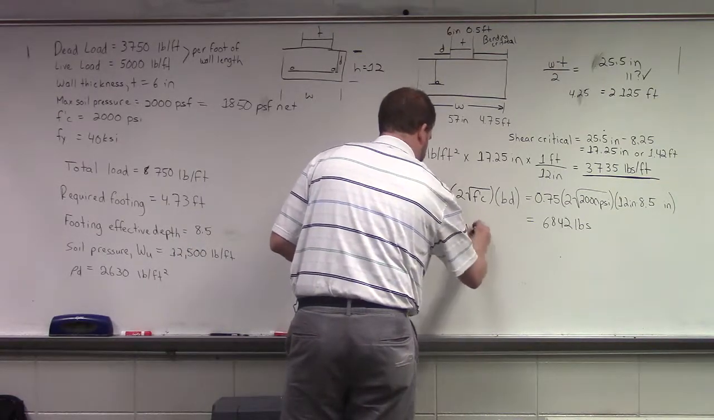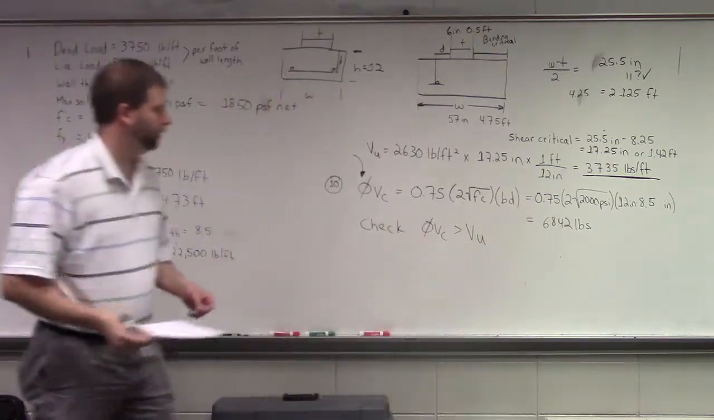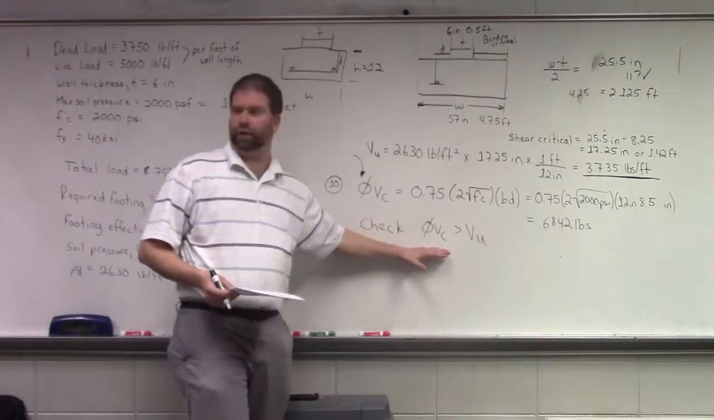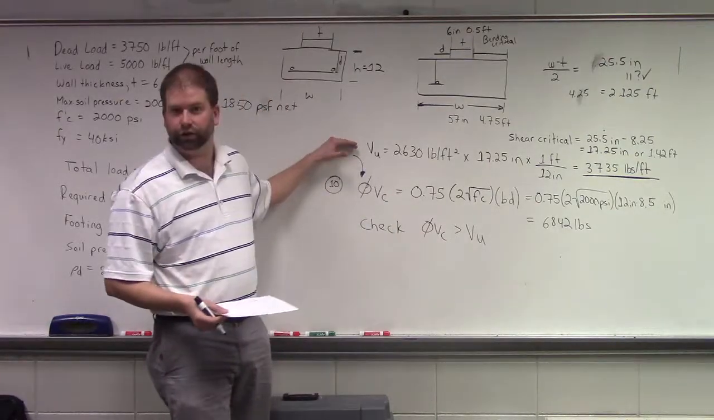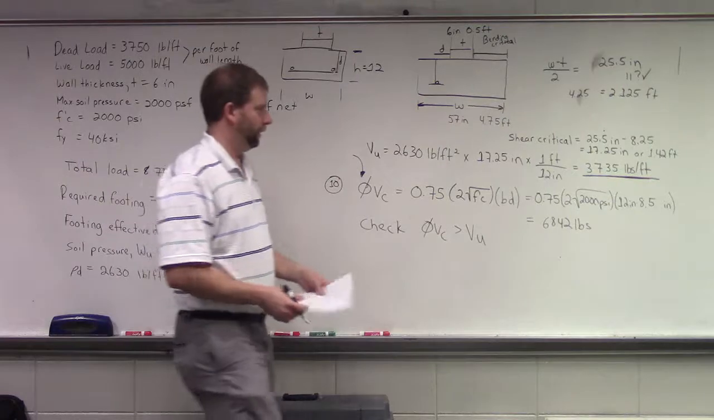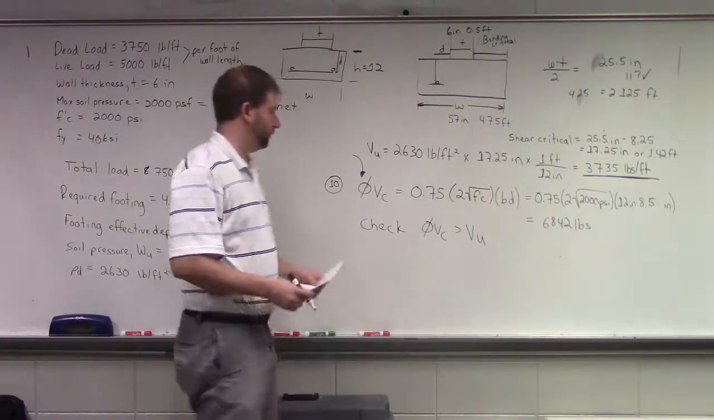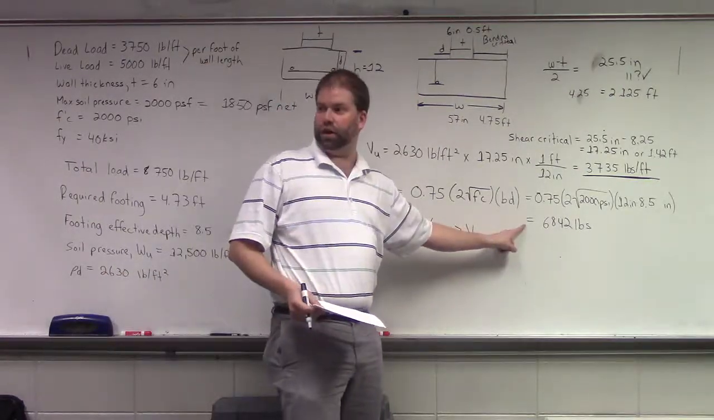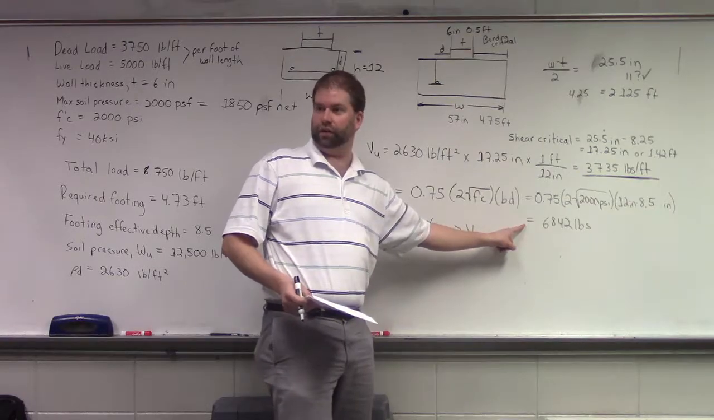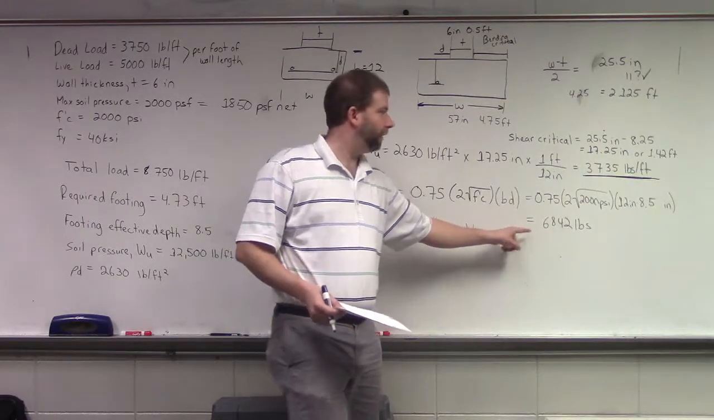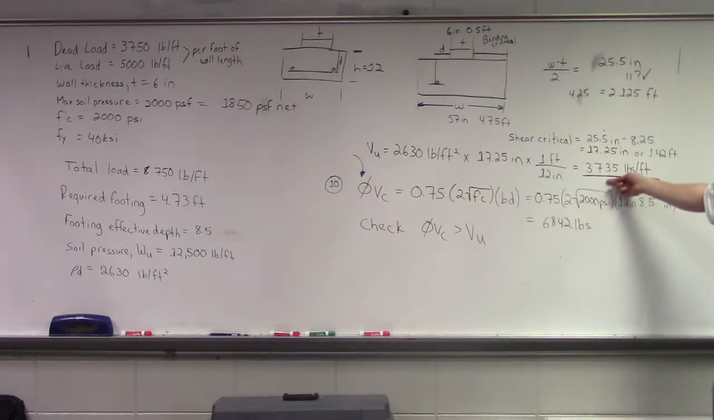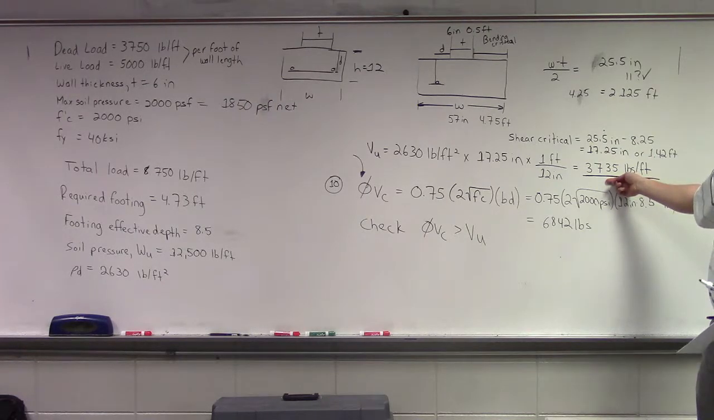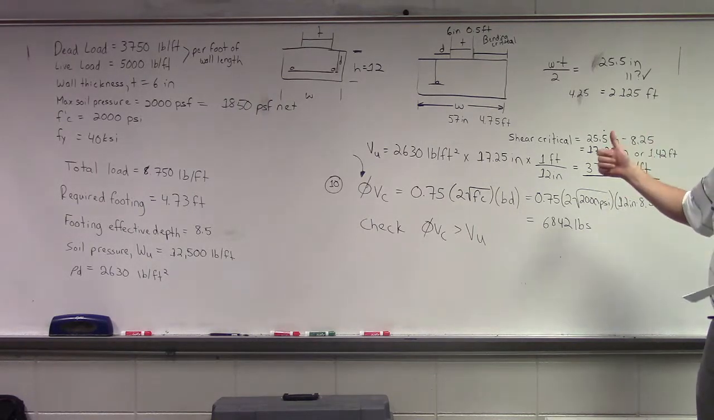Square root of 2,000. So our check: is our critical shear for the concrete greater than the ultimate shear that the soil is going to exert? Here's the maximum shear the concrete can take, 6,842 pounds. Here's the critical amount that our soil is going to exert, 3,735 pounds. So we're good to go.